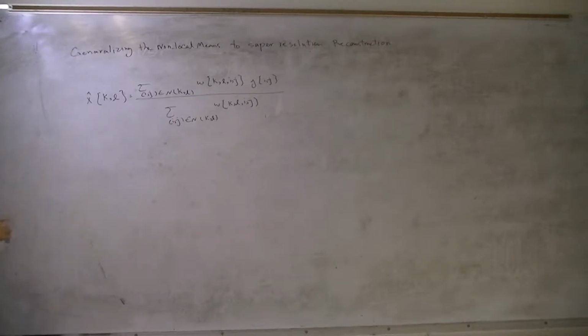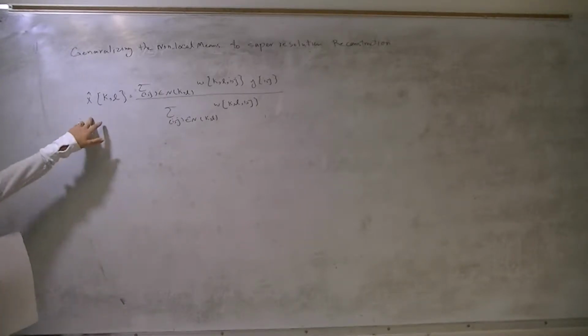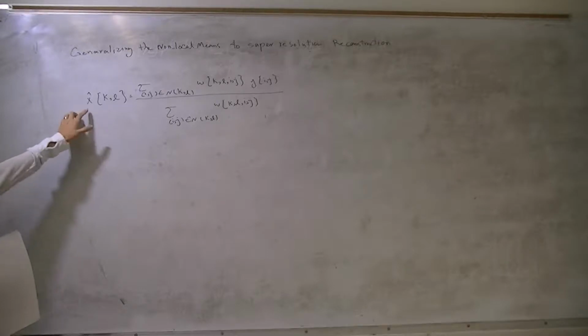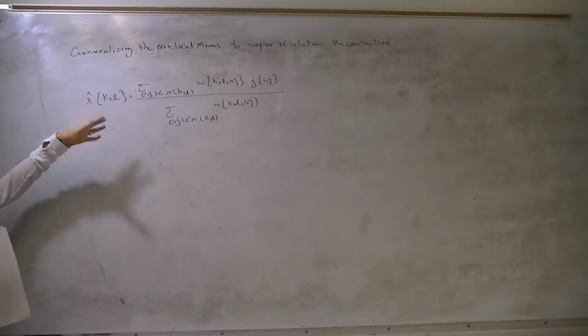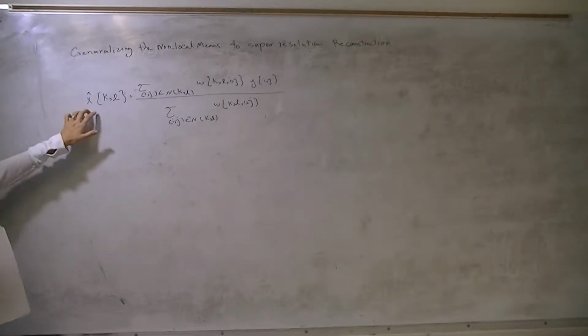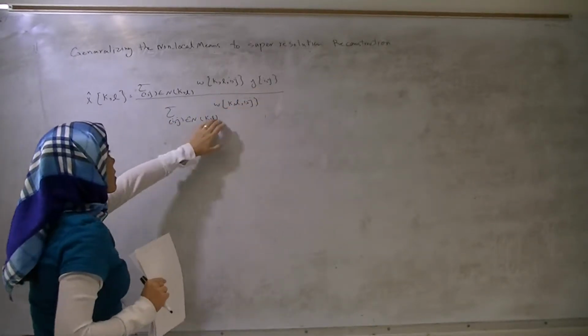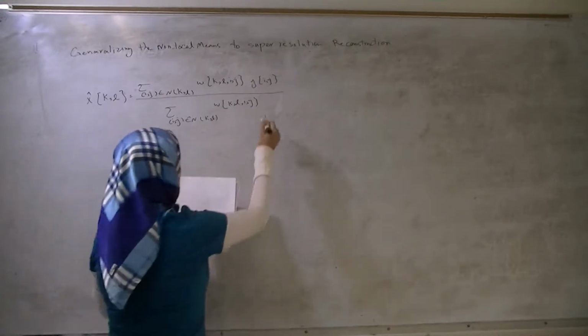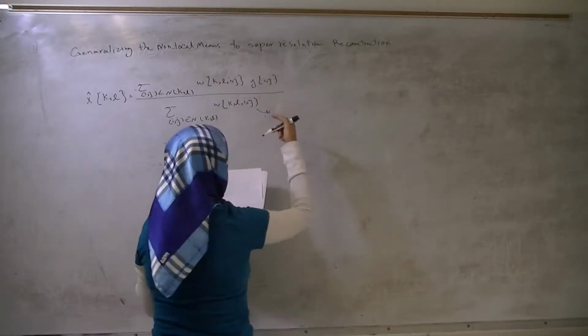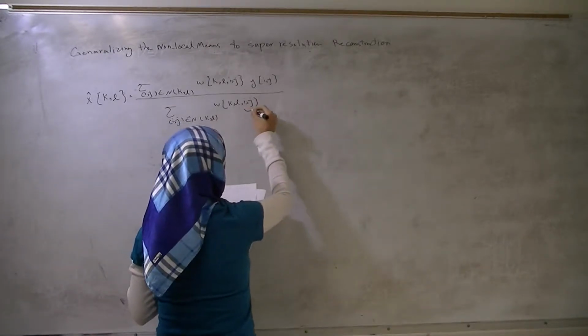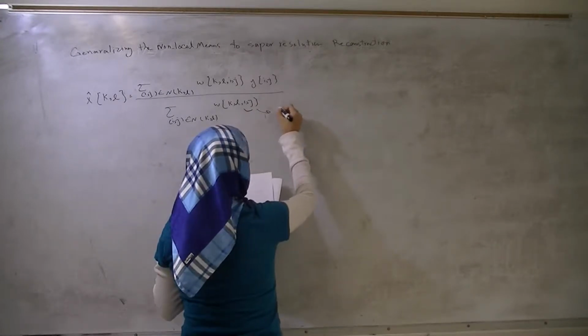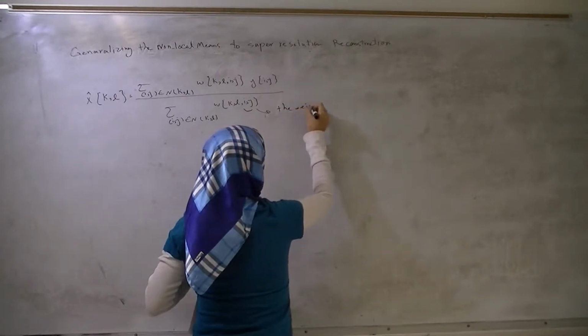This one is the denoising formula, where x is the denoised pixel, y is our input image, and w is the weight for i and j.